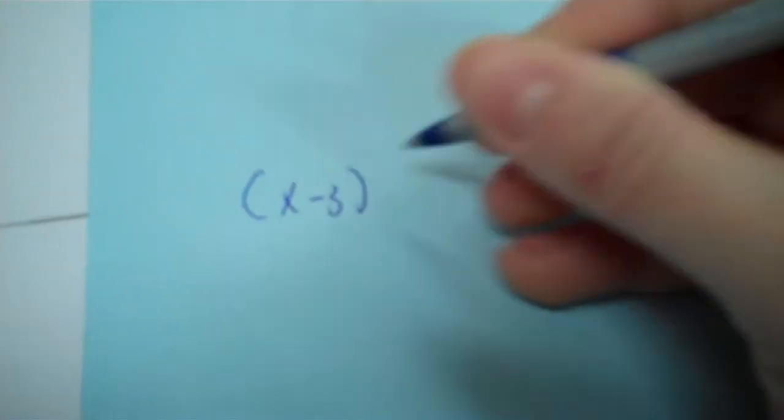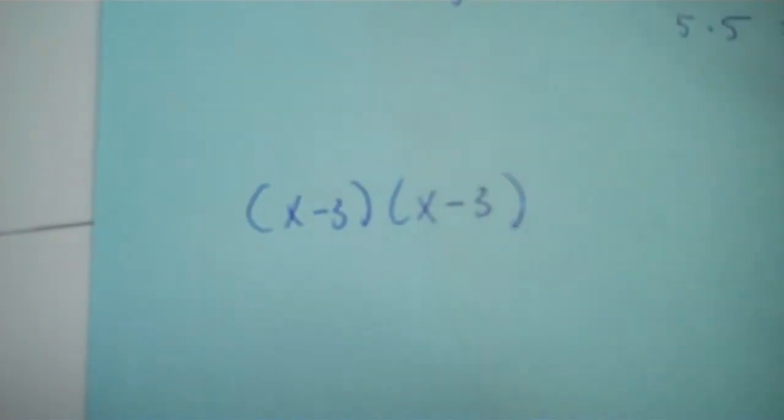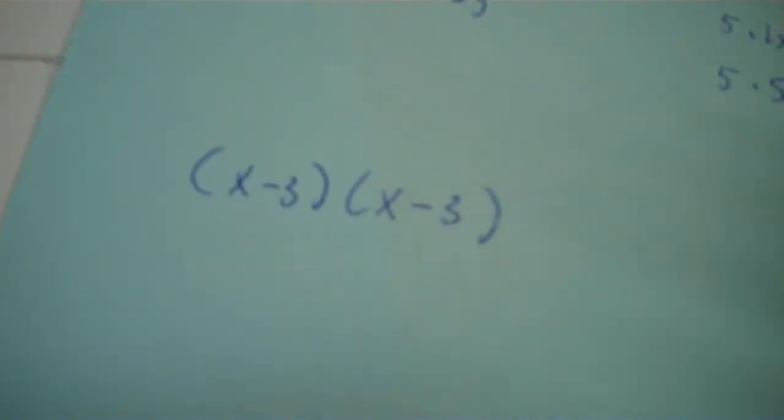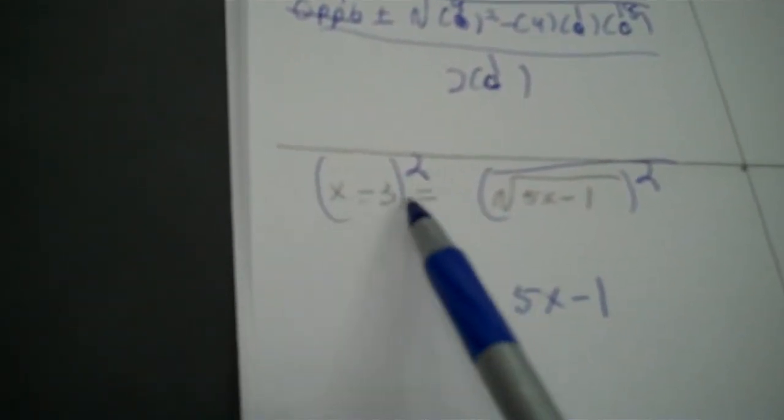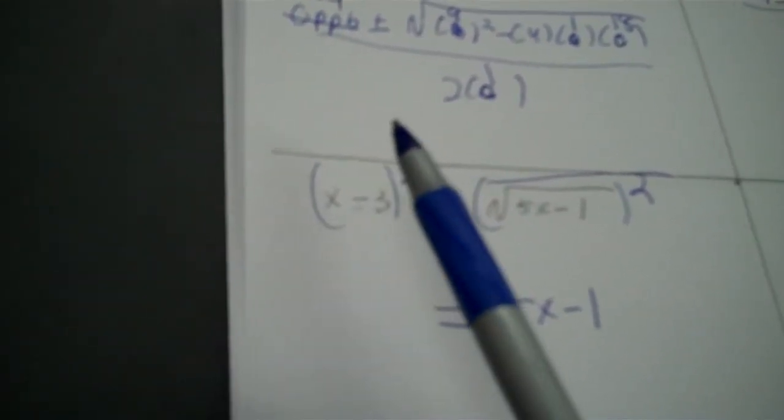So to get rid of the second power, we have to go over here, and we got to take x minus 3 multiplied by another x minus 3. That's how you take a binomial to the second power. Binomial means there's two things in that parentheses separated by either a plus or a minus.